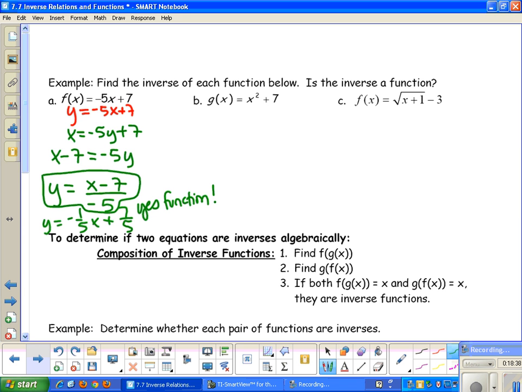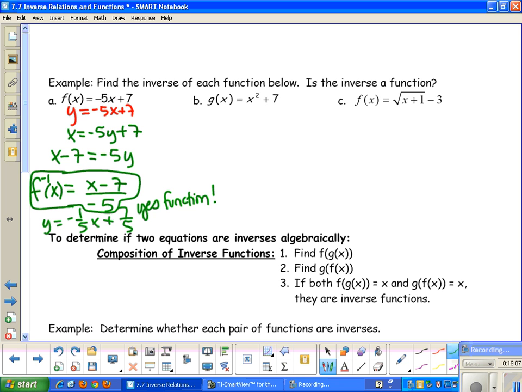And if I look at my original graph, negative 5x plus 7, I know that's a line, and so that would pass a horizontal line test, so that's another way that I can tell that my inverse would be a function. So because this is a function, we can actually, instead of writing y, because we're given f of x, we can use our function notation. So my function notation would be to write f inverse of x equals. So now we can use that.